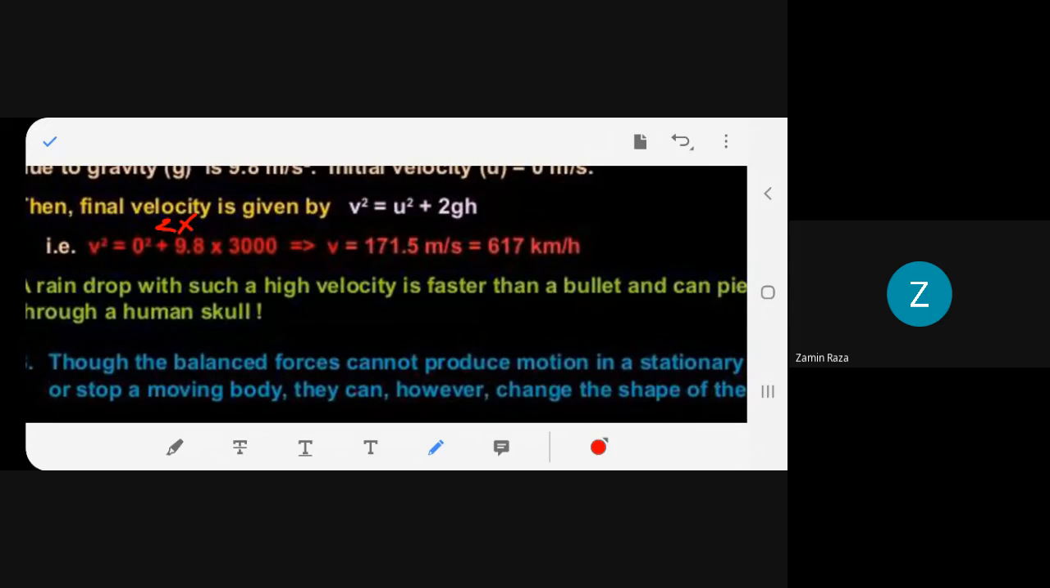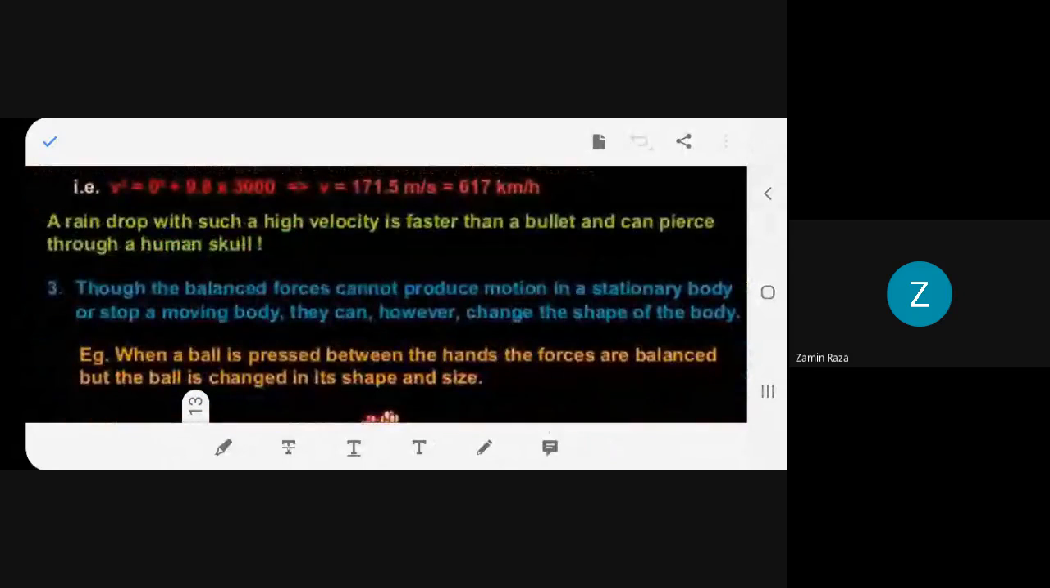See, here there is one thing missing, that is 2. The 2 is missing, remember? So we will put 2 also: 2 into 9.8 into height 3000. We get v is equal to the square root of that amount, which will be 171.5 meter per second. That is 617 kilometer per hour. So meter per second is converted into kilometer per hour, and I think I taught you already how to do it.